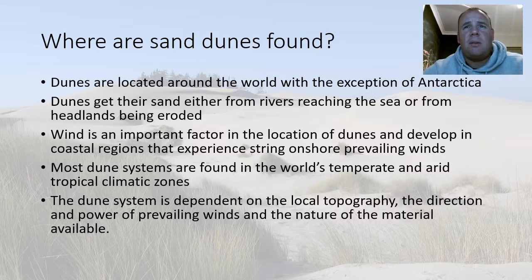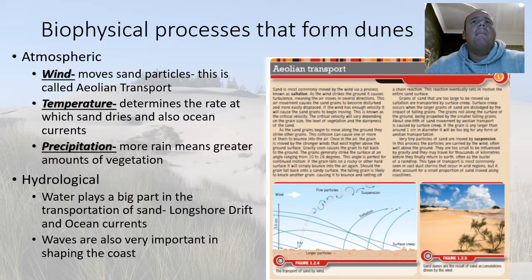The dune system is dependent on local topography, the direction and power of prevailing winds, and the actual material available. If those three things don't come together, then we don't have big sand dunes, and as a result we get smaller ones. If you want to look on the Central Coast, look at the differences between Shelly Beach and Bateau Bay Beach. The sand dunes at Bateau Bay Beach aren't as established as Shelly Beach, and that's because of the amount of material available. There's more at Shelly Beach because it's a bigger bay than at Bateau Bay.